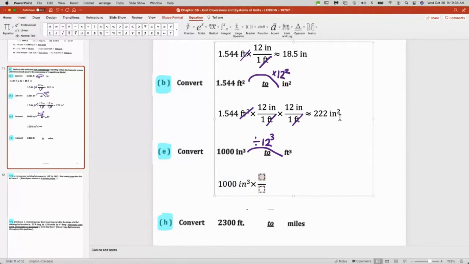In this case, I want to convert to inches cubed and then go to feet cubed. So can I ask you, this fraction here, do I just write 12 inches over 1 foot? Can someone tell me in the chat, is that a good idea? Let me know in the chat. Why is that a bad idea?